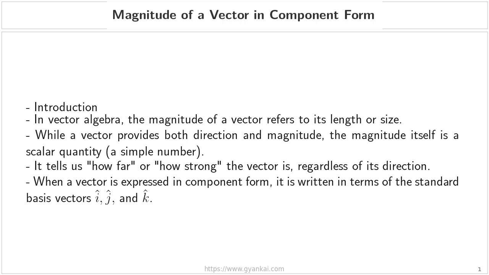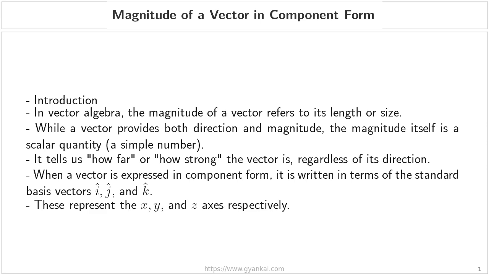As we move through this lesson, we will specifically look at vectors expressed in component form. In this form, a vector is written using what we call standard basis vectors, i hat, j hat, and k hat. These are just mathematical shorthand used to represent our movement along the x, y, and z axes, respectively. Understanding these components is the essential first step before we apply the Pythagorean theorem to find the total length, which we will explore in the next slide.